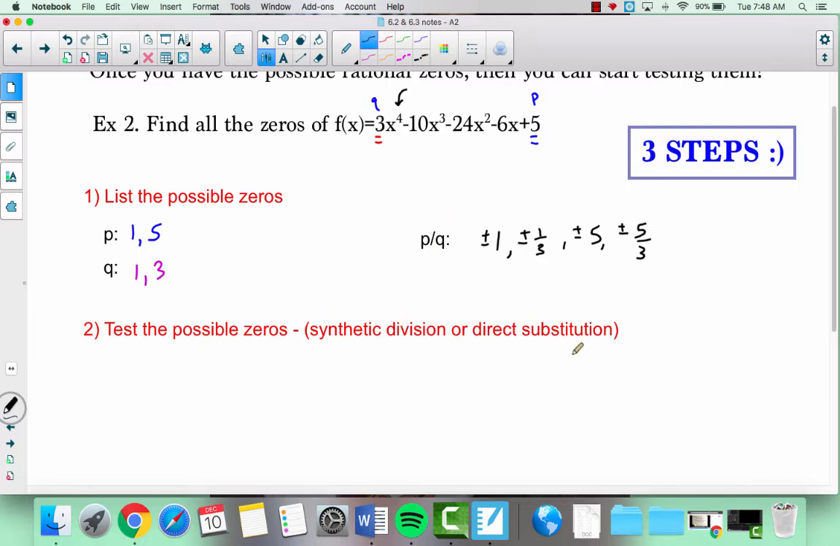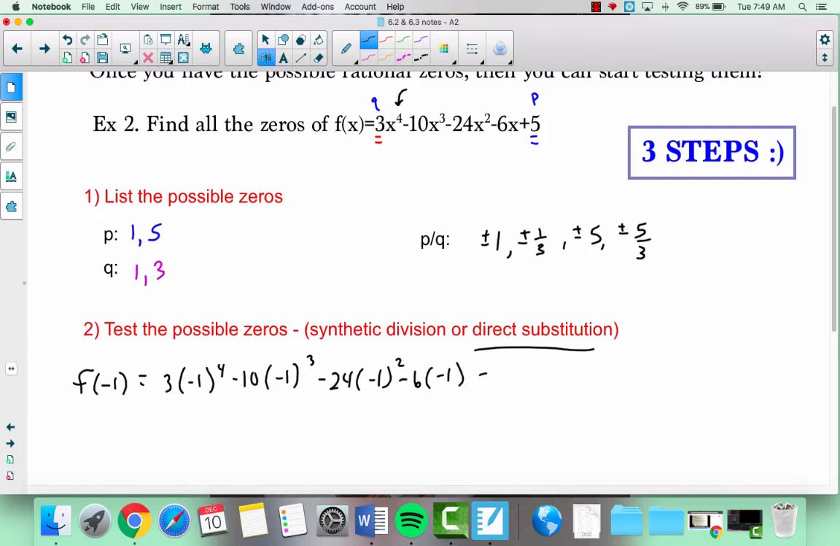So if you want to do direct substitution, all you're going to do is pick a number from this list, plug them into your equation, and see which ones work. So I'm going to go ahead and start with -1. So f of -1 is going to get you 3 times -1 to the 4th minus 10 times -1 to the 3rd minus 24 times -1 squared minus 6 times -1 plus 5.